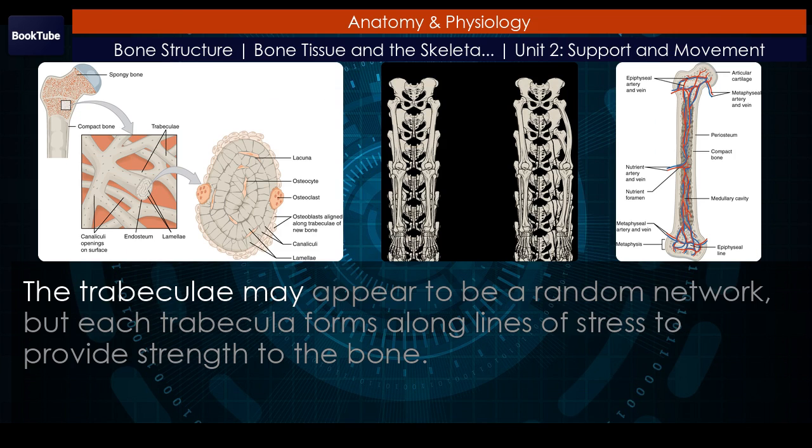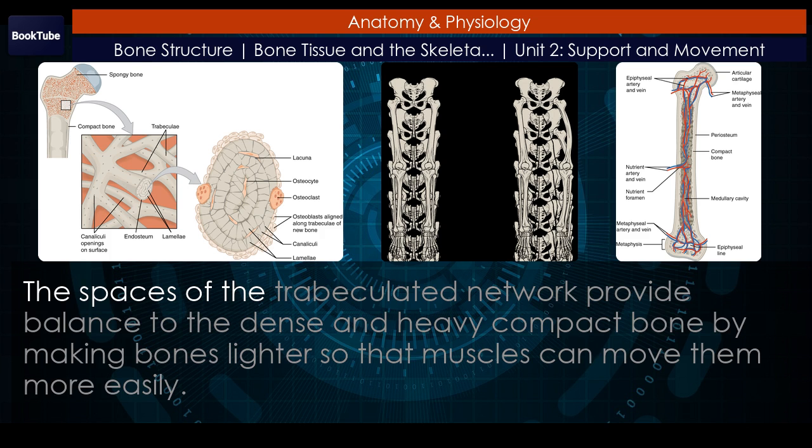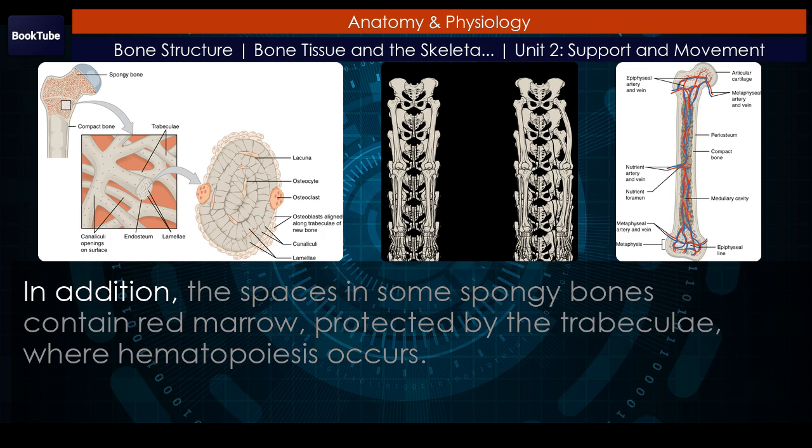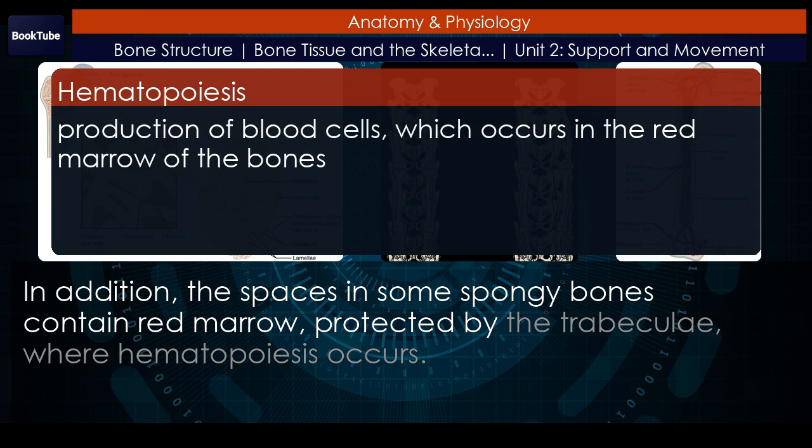The trabeculae may appear to be a random network, but each trabecula forms along lines of stress to provide strength to the bone. The spaces of the trabeculated network provide balance to the dense and heavy compact bone by making bones lighter so that muscles can move them more easily. In addition, the spaces in some spongy bones contain red marrow, protected by the trabeculae, where hematopoiesis occurs.